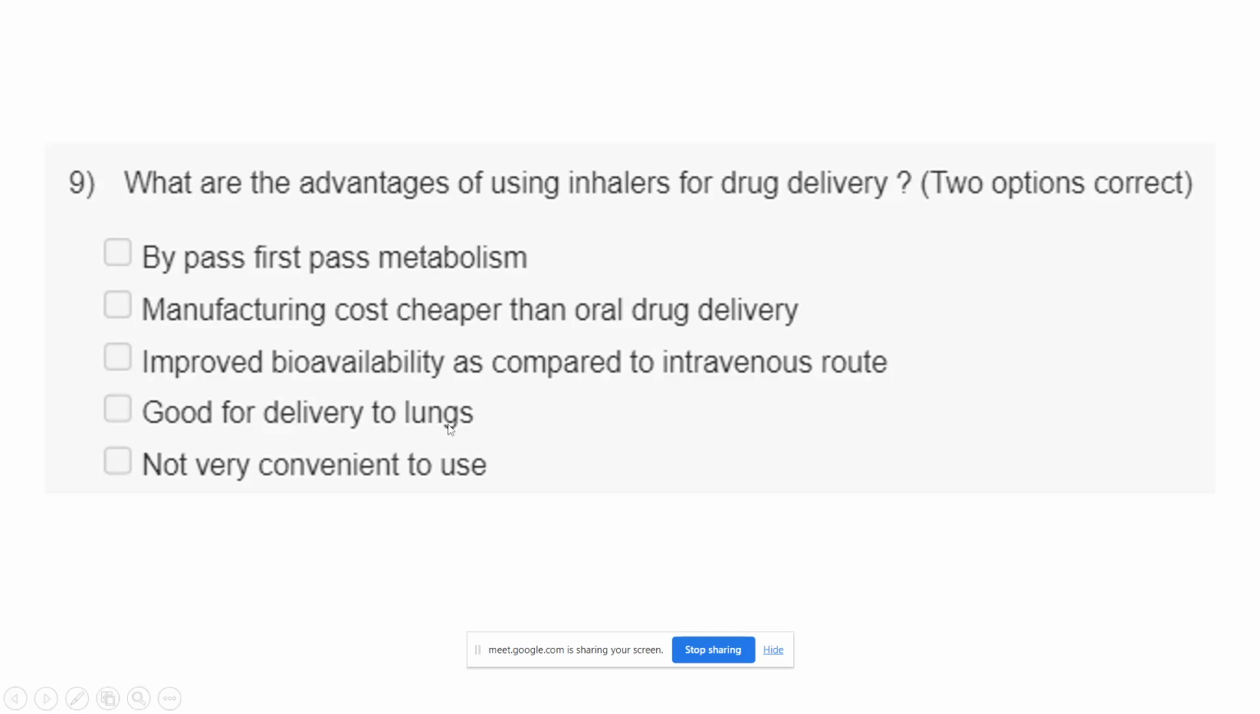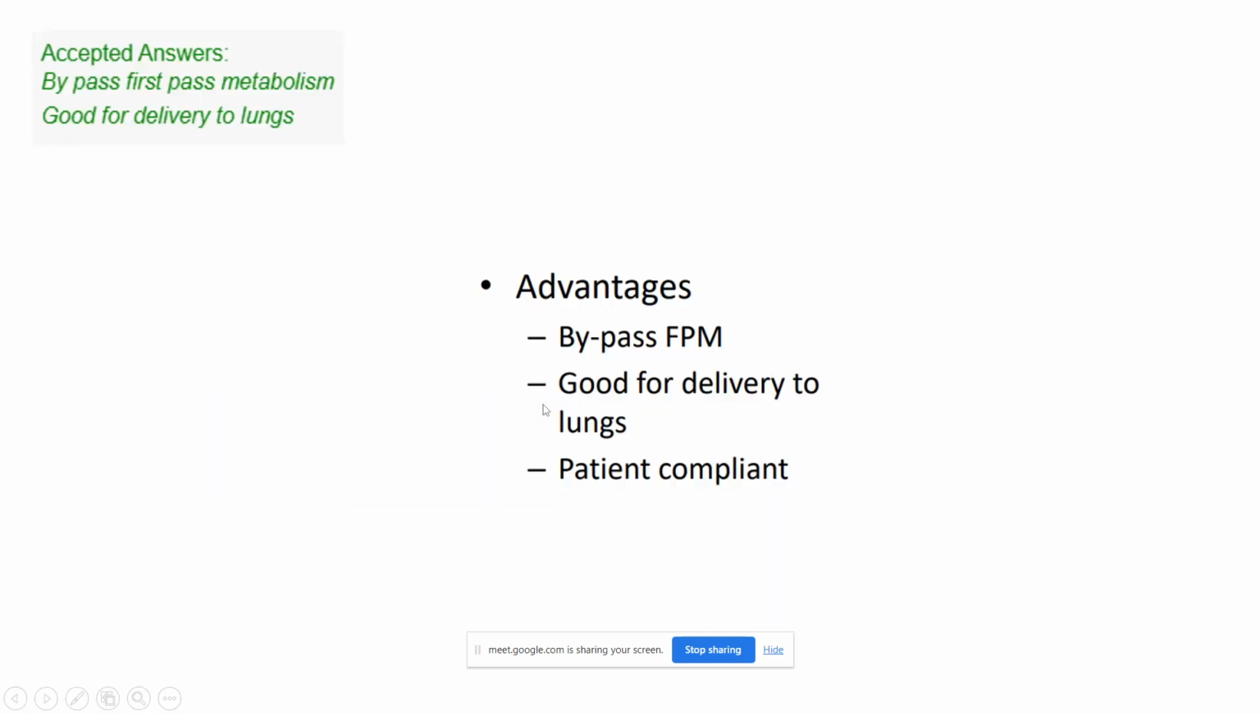It's good for delivery to lungs. This is an advantage of using inhalers. Not very convenient to use: this is not an advantage, but it is patient compliant. So the advantages of using inhalers would be bypass first pass metabolism and good for delivery to lungs. First and fourth option.